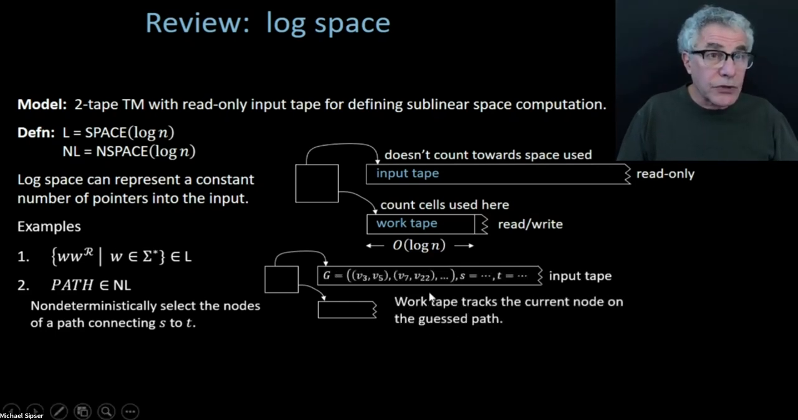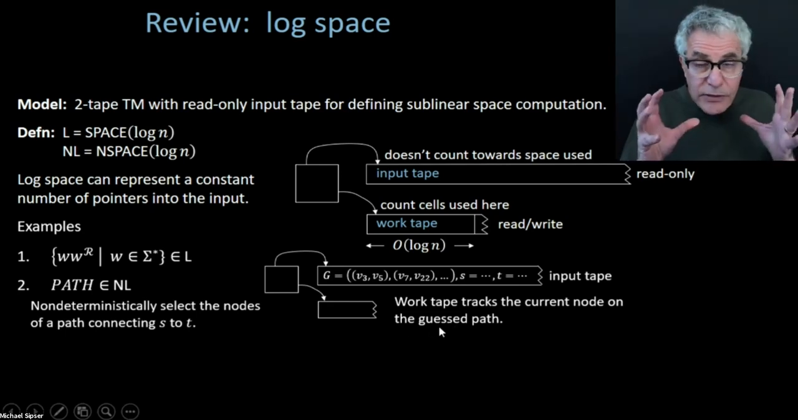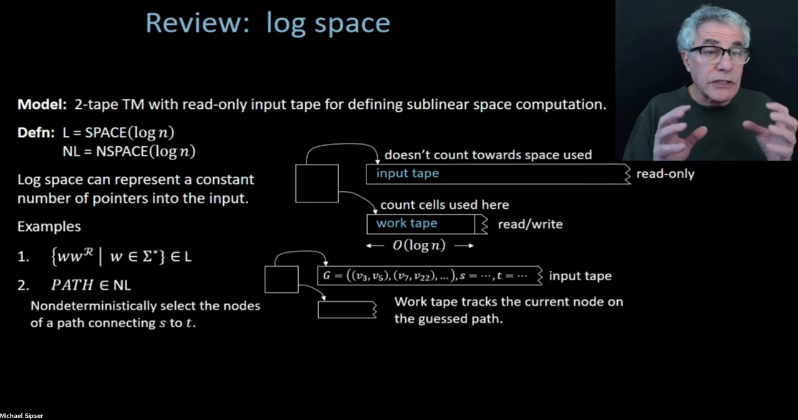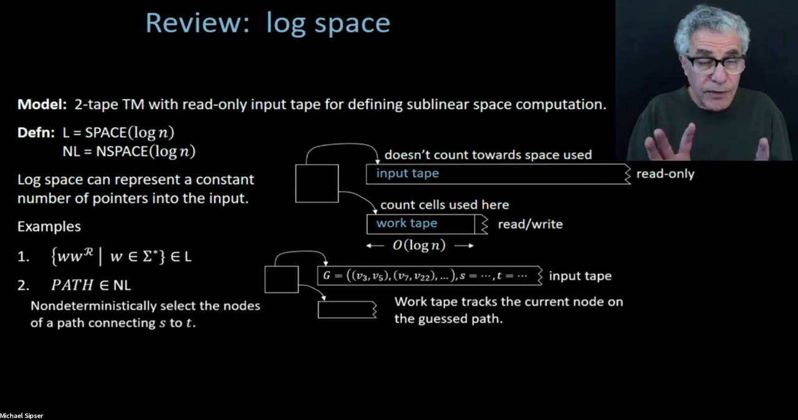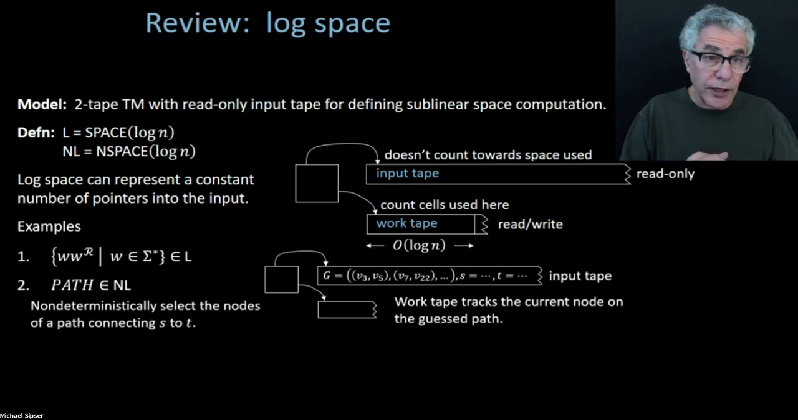So the way that would look, shifting to an input in the path language, you would have a graph represented, say, by a sequence of edges and a start and a target. And the work tape would keep track of the current node. So the non-deterministic machine would guess a path that takes you from S to T, node by node, and the work tape would keep track of the current node. Okay, so I hope you develop a little bit of an intuition for these classes, L and NL. We're going to be spending the entire lecture today talking about that.